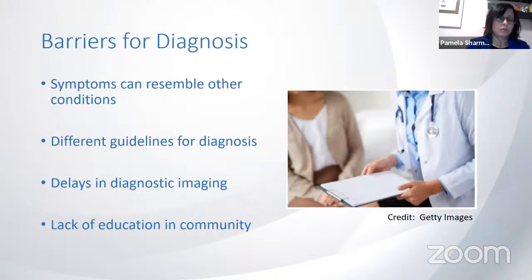So what are some barriers for diagnosis? Barriers are that the symptoms initially resemble conditions that are otherwise prevalent within this age population. There's also a couple of criteria and guidelines present which may create confusion on accurate diagnosis. And diagnostic imaging and CSF trials provide a lot of supporting data for NPH diagnosis, but there could be delays or accessibility issues which can prevent a timely diagnosis. There's also lack of education within the community regarding normal pressure hydrocephalus.